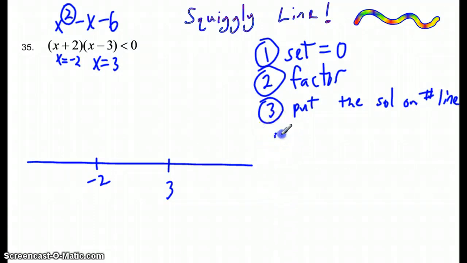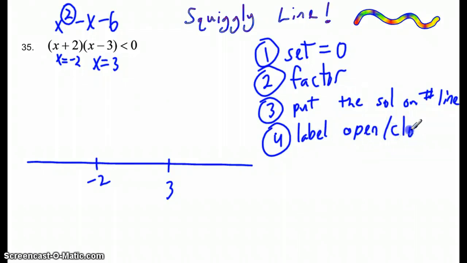Okay, fourth step. Well, I always like to label the points. So label the points open or closed. And so if I do that, let's see, this has a less than, so there's no equal sign, so both of these points are going to be open points. So you have to think of this line as above the line is positive, below the line is negative, and on the line is equal to. Since there's no equal to right there, these x values can never be equal to 0. They must be smaller than 0 is what it says.